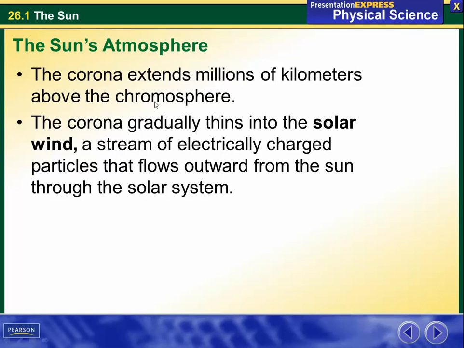So again, it's way out there. And because it's so far out, it can gradually thin out even more and turn into what's called a solar wind. That's a stream of electrically charged particles that flow outward from the sun throughout our solar system. So these are particles that come directly from the sun, part of that corona. When it thins out enough, it can travel to all different parts of the solar system.